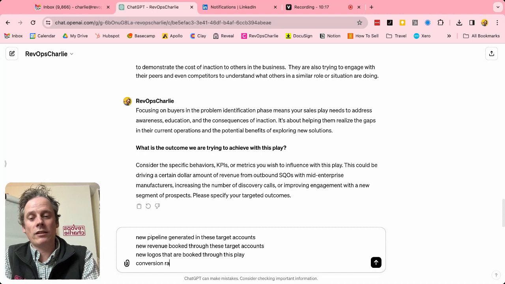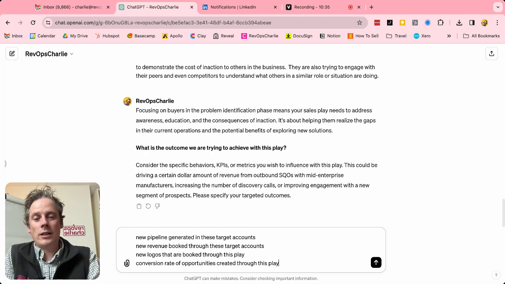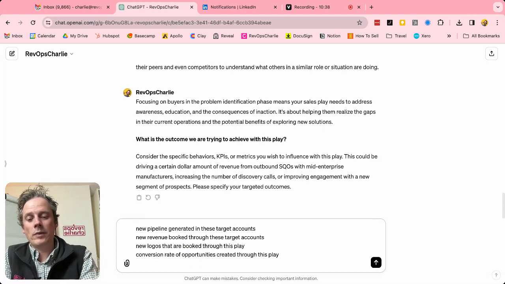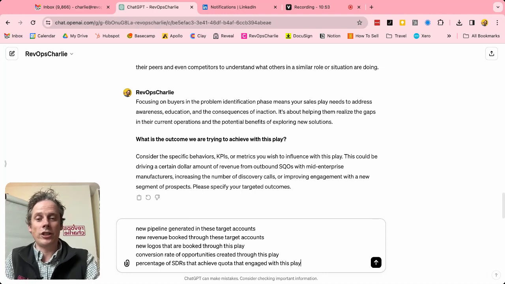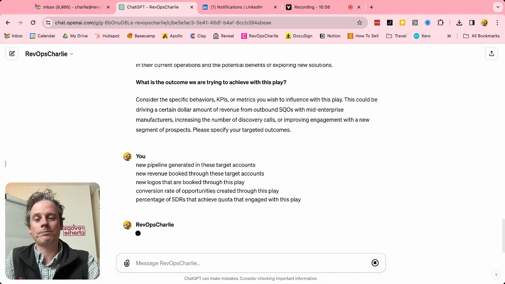Conversion rate of opportunities created through this play, because we would expect that the conversion rate should be higher because we're doing a great job with creating this sales play for the team. And maybe finally, percentage of SDRs that achieve quota that engaged with this play. So there are some specific metrics that if we can move the dial up, is going to show that this is a meaningful play that we created.